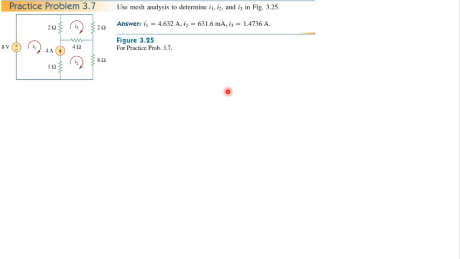Today we'll be doing practice problem 3.7. Use mesh analysis to determine I1, I2, and I3 in figure 3.25. We have this figure right here, and we have to do the mesh rule, which is doing each of the loops, and each loop individually. That's the mesh rule in the KVL.